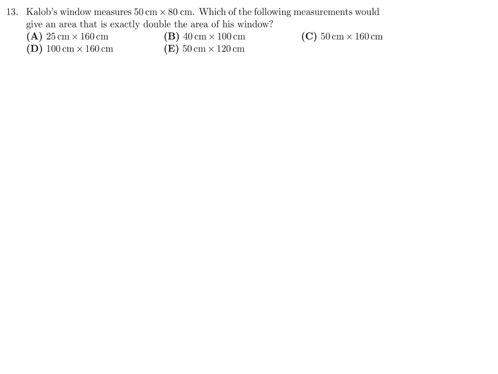Caleb's window measures 50 by 80 centimeters. Which of the following measurements would give an area that is exactly double the area of his window? Well, first let's figure out what the area is. 50 times 80, and that is 4,000. So we are looking for exactly double of that. So we are trying to figure out which of the answer choices equals 8,000. And if you go through the answer choices one by one, you will find that the one that equals 8,000 is 50 times 160, and that is choice C.